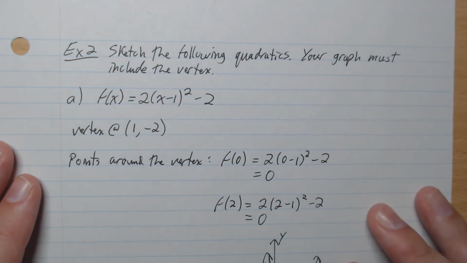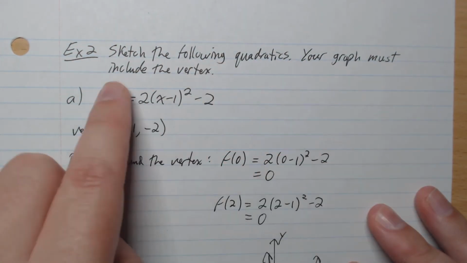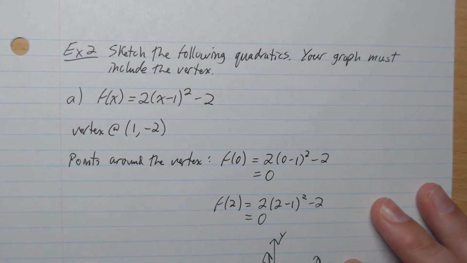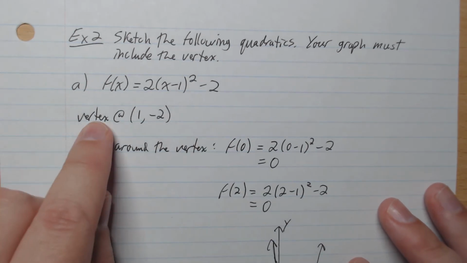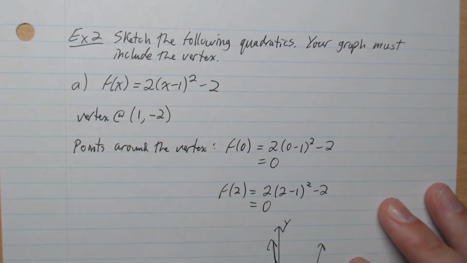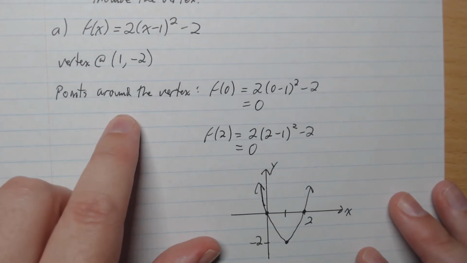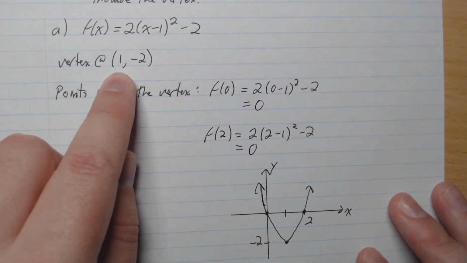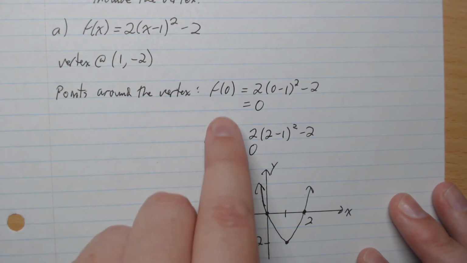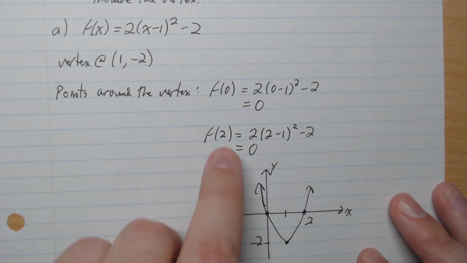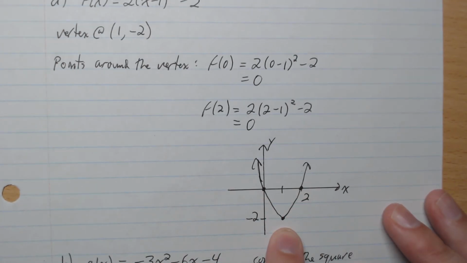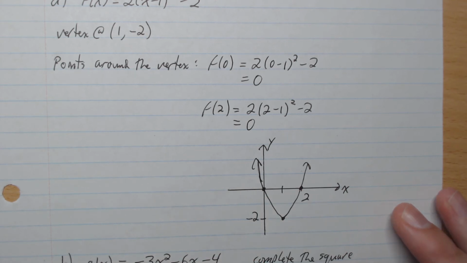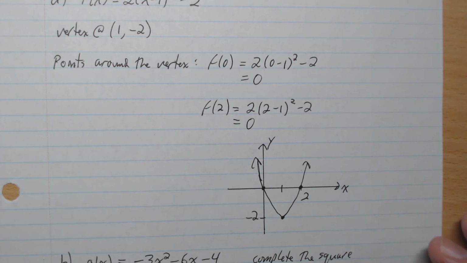Okay, example 2. Sketch the following quadratics. Your graph must include the vertex. So here our first question, f of x equals 2 times x minus 1 squared minus 2. The vertex is at 1, negative 2 like that. We're going to look at some points that are around the vertex. So x equals 0 and x equals 2 are around the vertex like that. So f of 0 gives 0. F of 2 gives 0 like that. So here are our important points. We have the vertex 1, negative 2, 0, 0 here, and 2, 0 there as such. And so there's the graph of our quadratic.